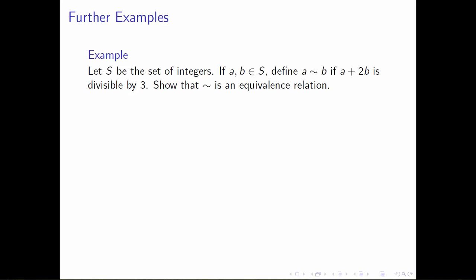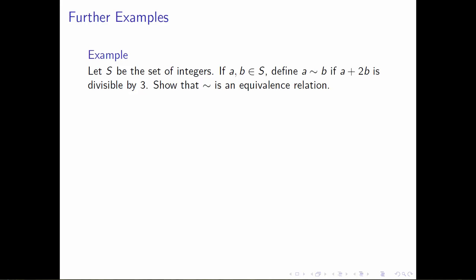What I'd like to do now is walk through formally and very accurately do all the work required to show that something is an equivalence relation. So let's suppose that S is the set of integers, and let's take two elements of the set and define them to be related. Say a is related to b if you take the quantity a plus 2b and you get something that's divisible by 3. Let's prove very formally that tilde is an equivalence relation.